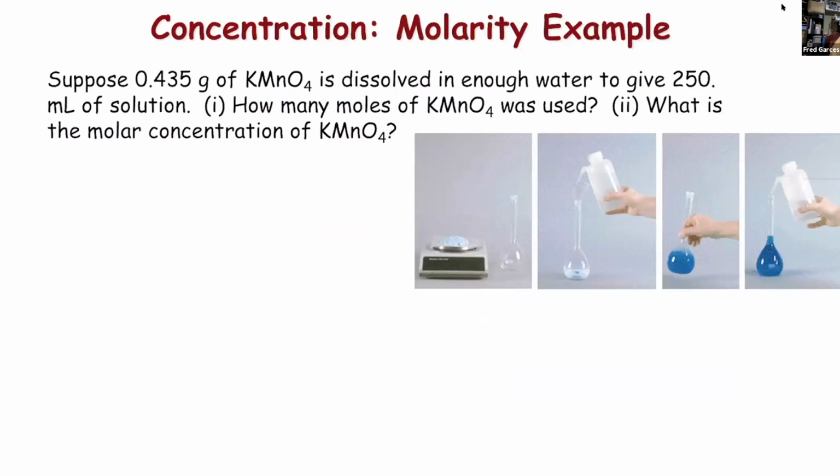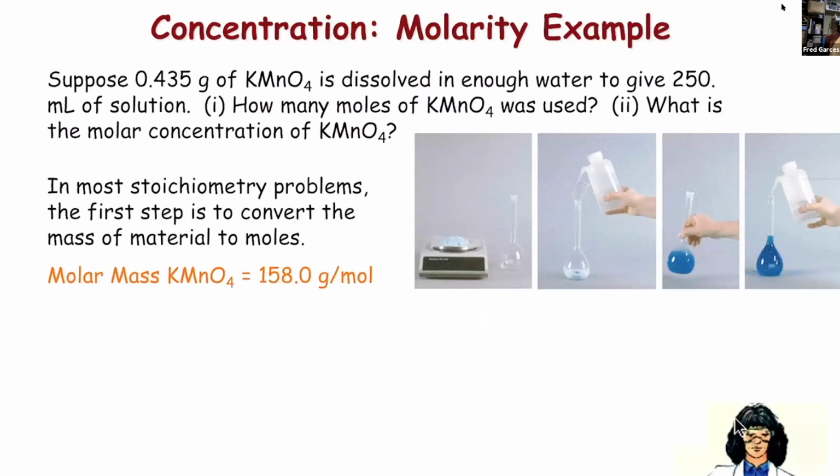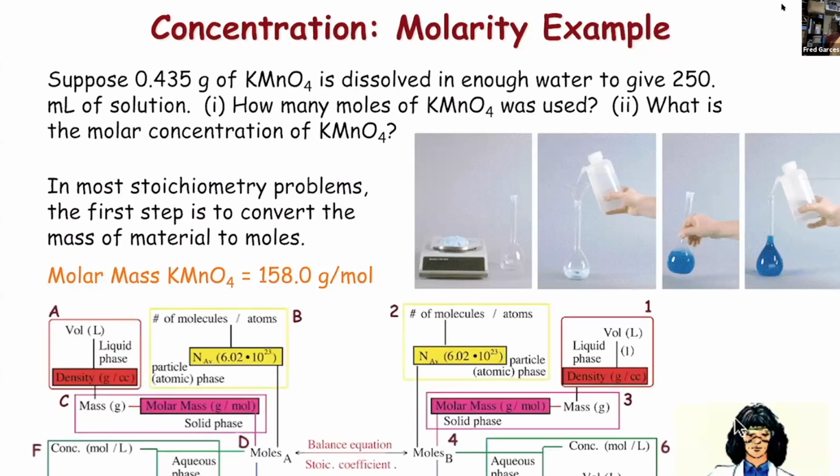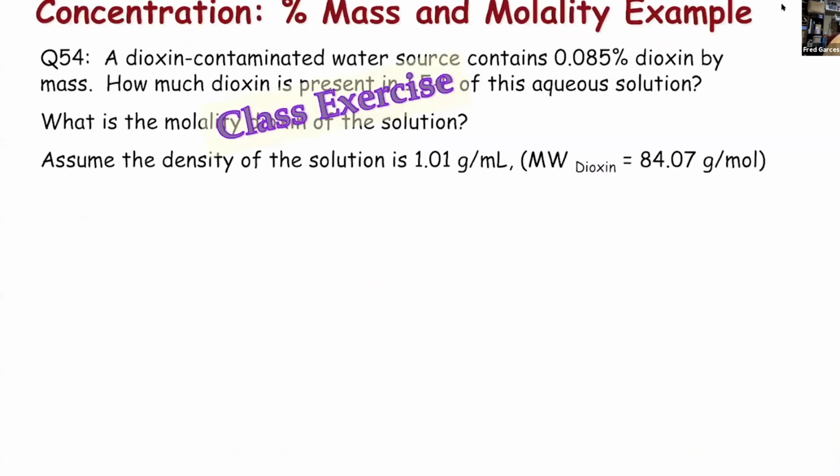I'm going to go through this because a lot of it is what we talked about last time, but I do want to break out to this particular problem. Go ahead and write it down, because this is where we're going to break out into breakout rooms. Write down that you have 0.085% dioxin. The question is, how much dioxin is present? I believe this is 1.5 liters of aqueous solution.